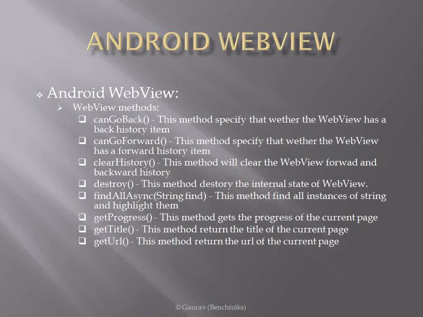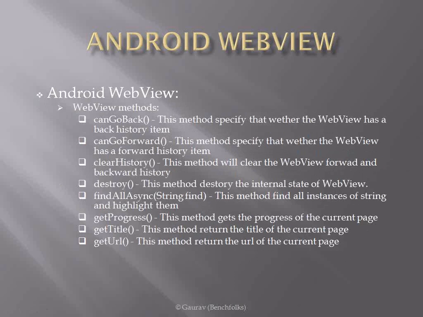Then you have one method, findAllAsync, and it requires one string variable. This method finds all instances of a particular string and highlights them. This is similar to the Control F feature, or find a word feature, on a particular web page. When you search a particular word in your browser, it will display all the instances of that word in that web page and highlight them with some color. Similarly, we have that functionality in the web view also.